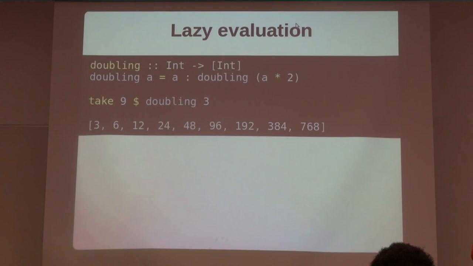So what does lazy evaluation give us on top of non-strictness? Well, it allows us to do expressions like this. So we have this doubling function, which, given a value a, will return a list of a followed by a doubling of a times 2. So when we take the first 9 elements of that doubling of 3, we get that list at the bottom returned. Now, if we had a language which was non-strict but was eagerly evaluated, this would cause us a problem, because we'd have to evaluate the whole of the list, which would keep recursing into the doubling. And if we needed to do that before we took 9 elements off the list, then we wouldn't be able to get any values back, because we'd never be able to finish. Make sense? Good.